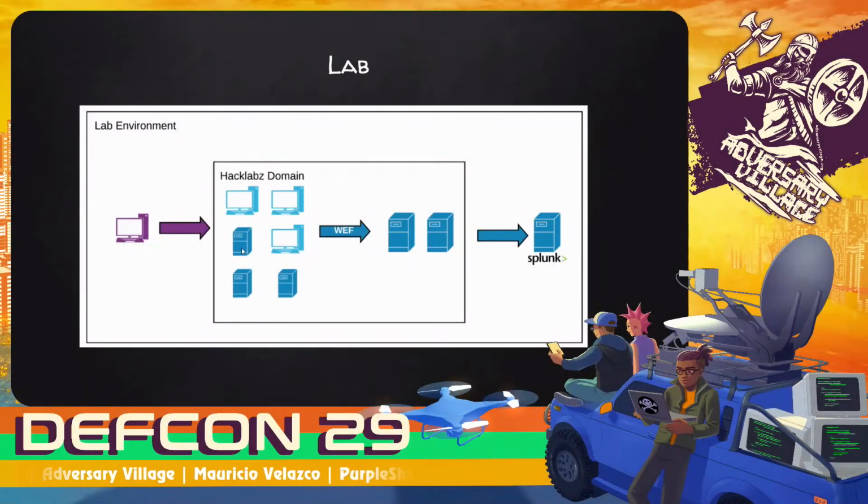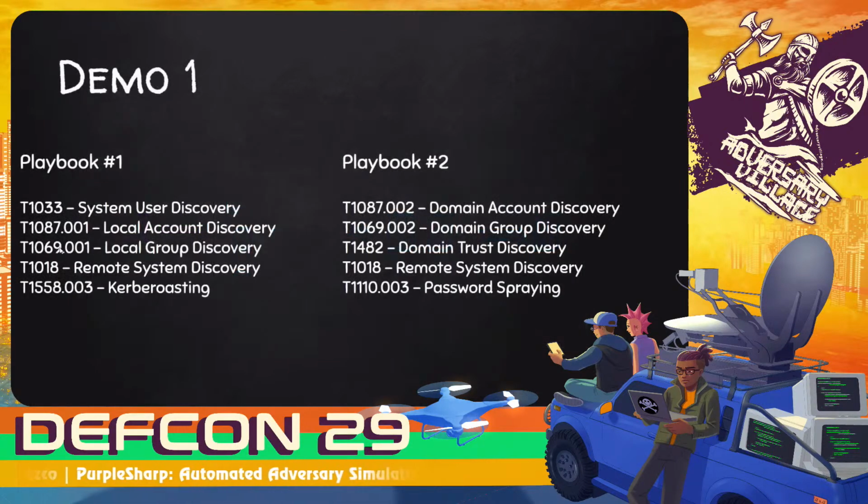Okay, guys. Okay, so I'm back now, and let's look at the first demo. On this first demo, we're going to execute 2 playbooks. On the first playbook, we're going to execute some reconnaissance or discovery techniques using the command line, so using native files, native Windows binaries. And then we're going to use the Kerberoasting attack.